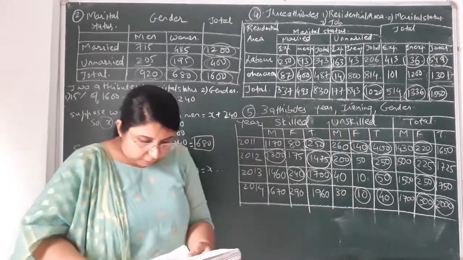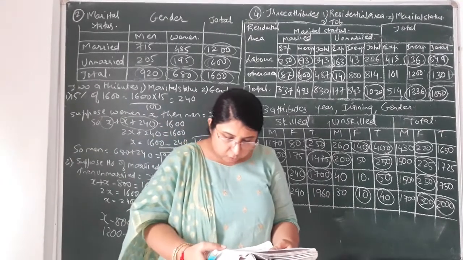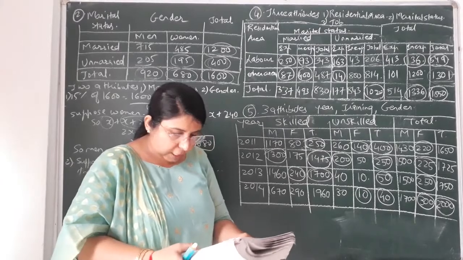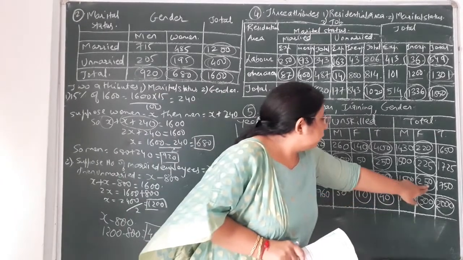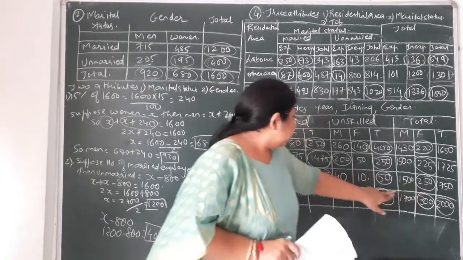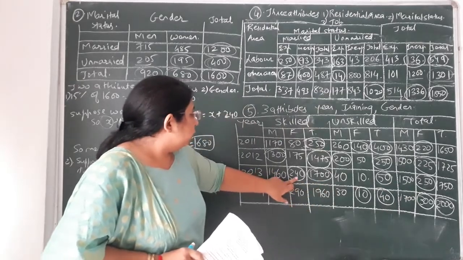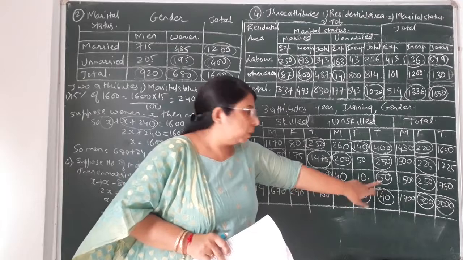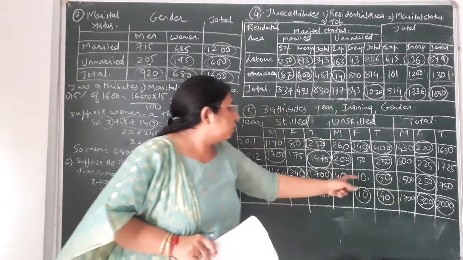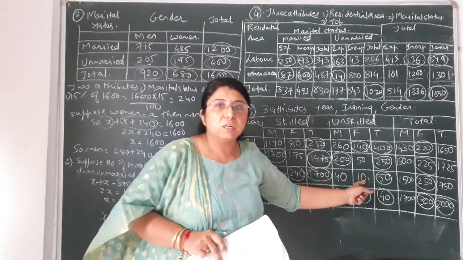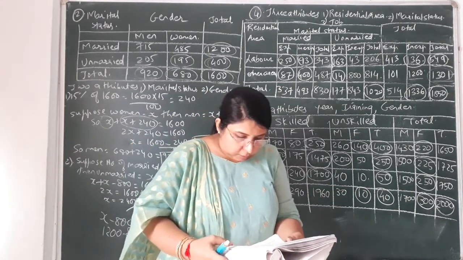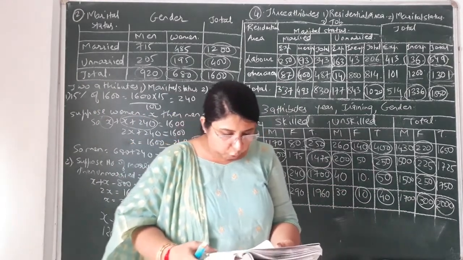Okay. Then afterwards, out of total workers, 250 were females. Of them, 240 were skilled. Out of total workers, 250 were females, and 240 were female skilled workers. So naturally 10 would be unskilled female workers, because 250 minus 240 remaining would be the unskilled female workers in the year 2013.